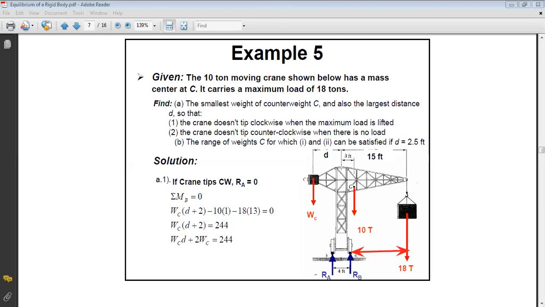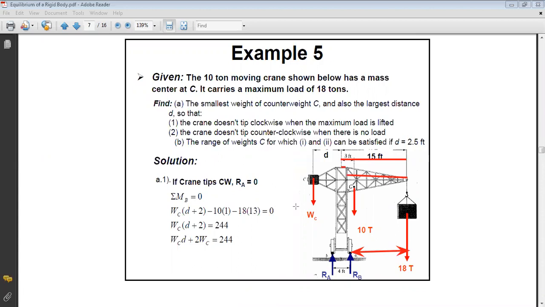From here to here, you have 2 feet. And from here to here, you have 15. So the distance you want, from here to here, is 15 minus 2, 30, okay? So this is your equation. This equation involves two unknowns, WC and D. So you have found the first relation between the counterweight and the distance.